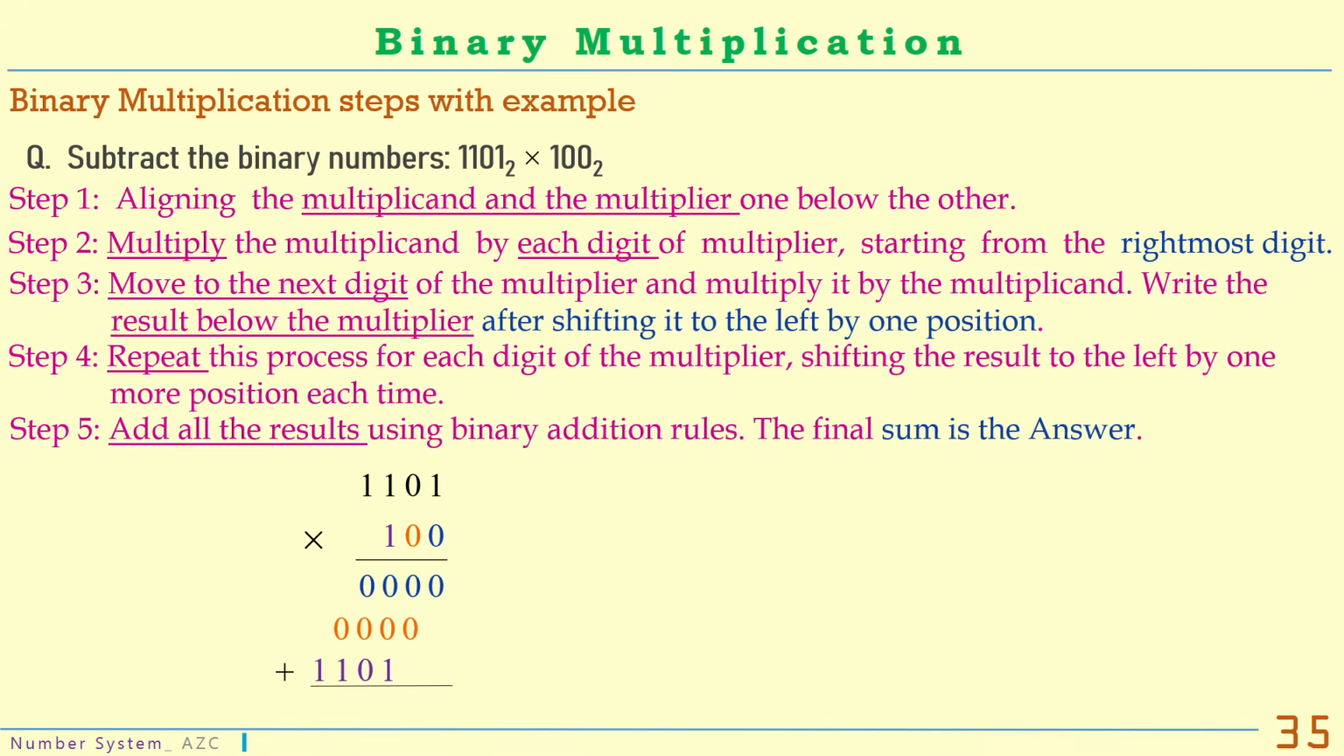Step 5. Add all the results using binary addition rules. The final sum is the answer. So, 1101 into 100 is equal to 110100.